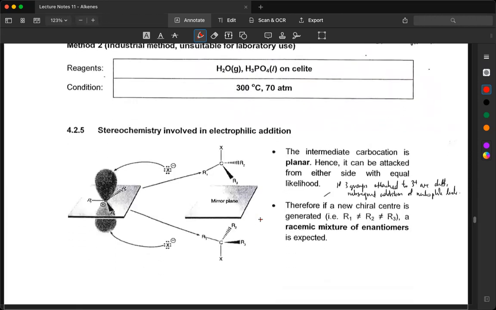Now, what is the stereochemistry involved in electrophilic addition? So the intermediate carbocation is actually planar, trigonal planar. So it can be attacked either from the top and the bottom with equal likelihood. Therefore, if a new chiral center is generated, a racemic mixture of enantiomers is expected.